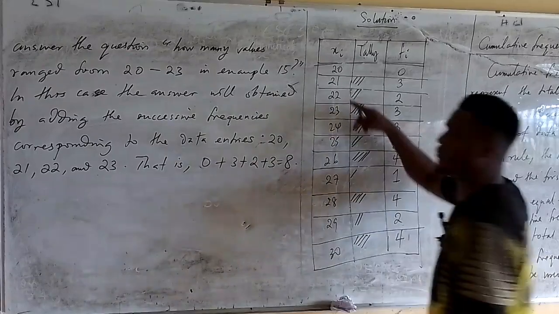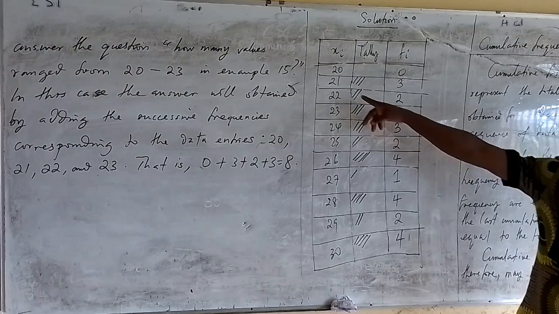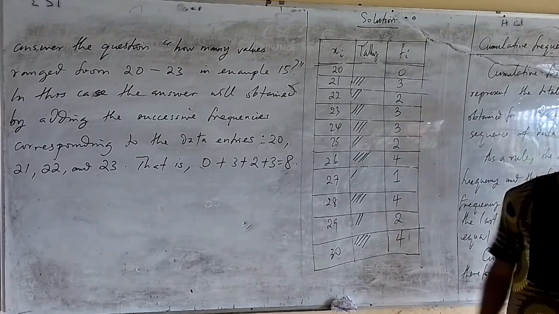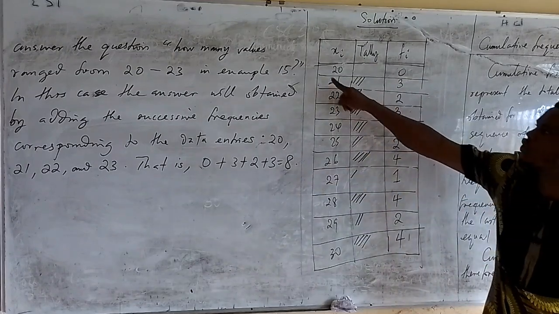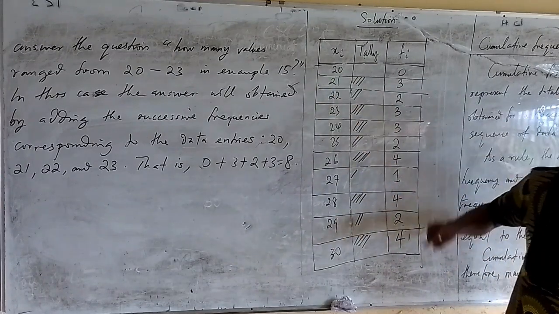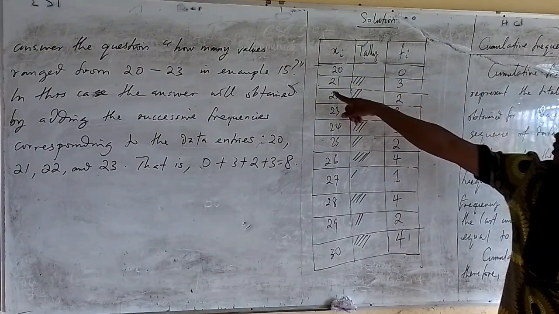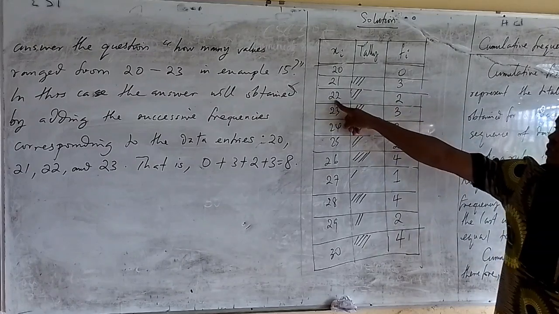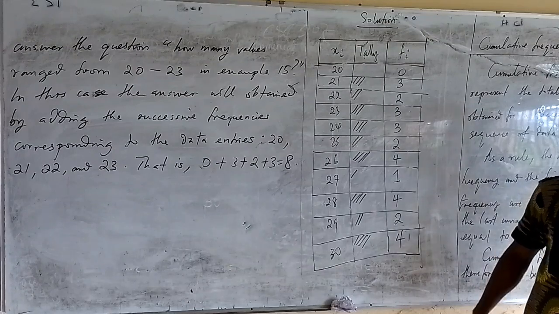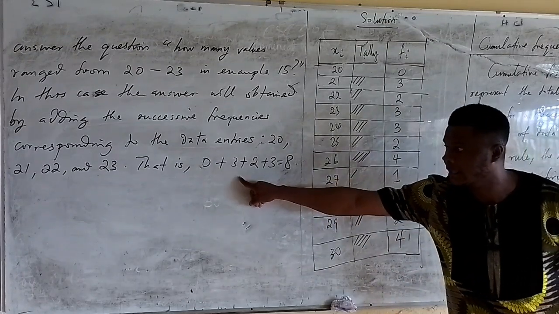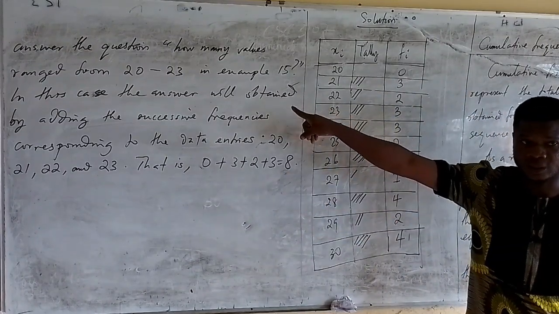Now, if you come over to this example, this table, how many values were 20 in that data set? 0. How many were 21? 3. How many were 22? How many were 23? 3. Now, if I ask you, how many values range from 20 to 23? It will be the sum of 0, the frequency of 20, added to 3, the frequency of 21, added to 2, the frequency of 22, added to what? 3, the frequency of what? 23. Is it clear? So that is the message I'm trying to pass here. That is why the cumulative frequency will be what? 8 for that question. Okay?